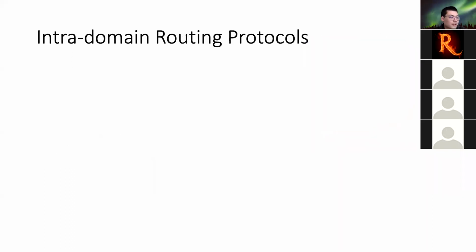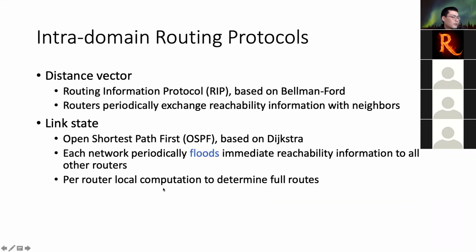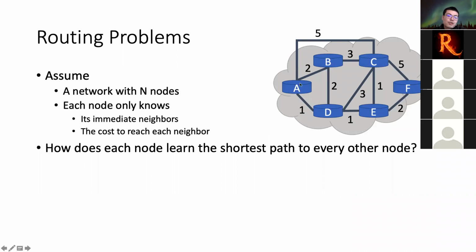And another important difference is that per router local computation, right, to determine flow routes. Okay, so basically for each node you need to have the picture of the entire route. Right, it's a tree. Okay, so that's what we are talking about.